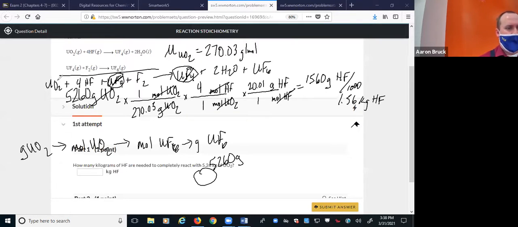The net result is that we can see that there is a 1-to-1 relationship between the uranium dioxide and the UF6, which kind of makes sense. It's the only uranium product. So all of the uranium in the product is coming from the only source of uranium in the reactants, the UO2.